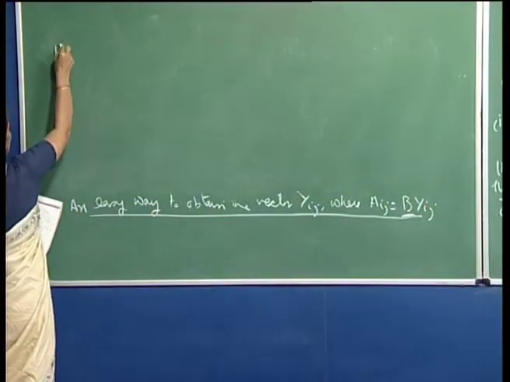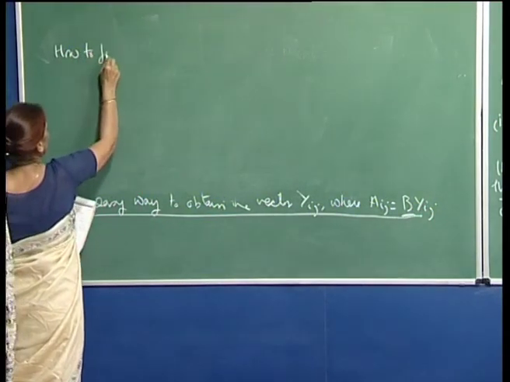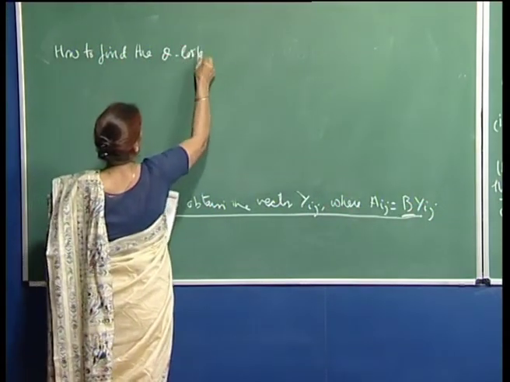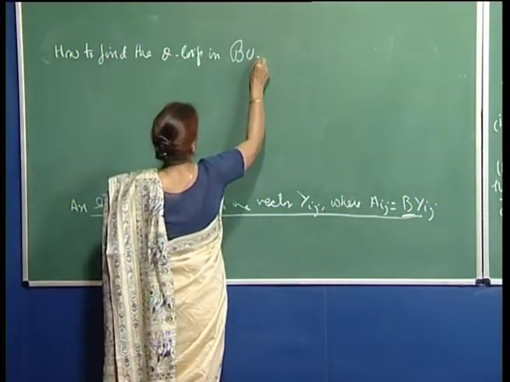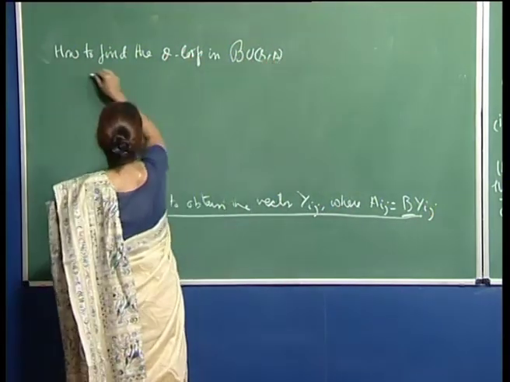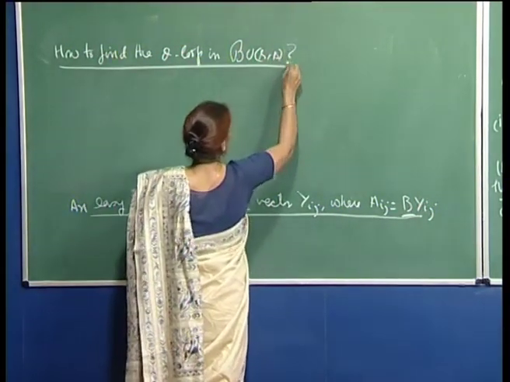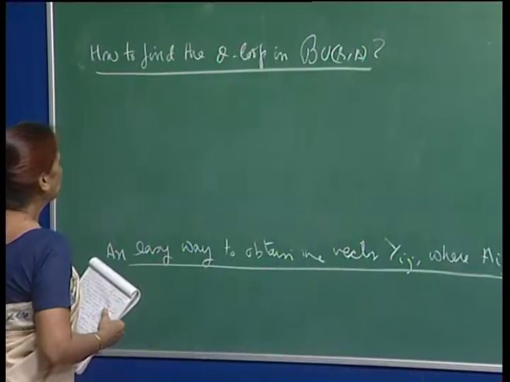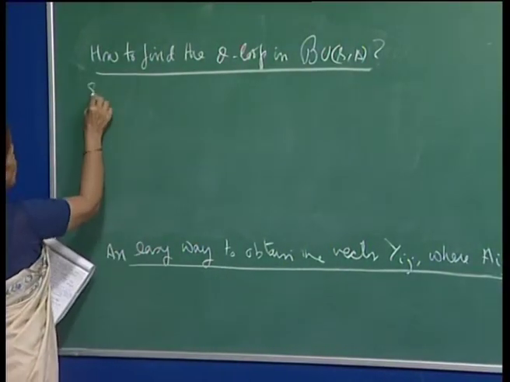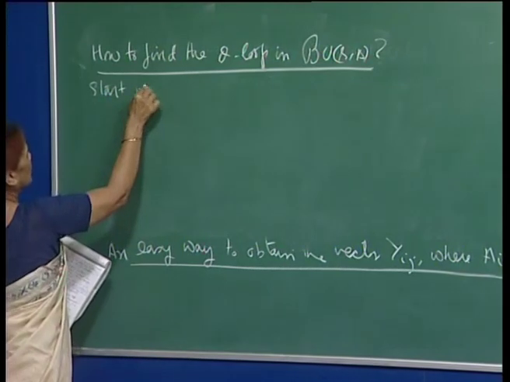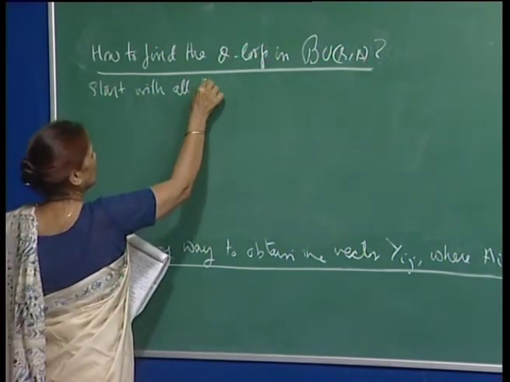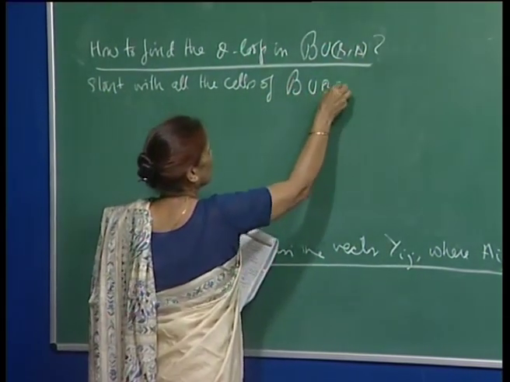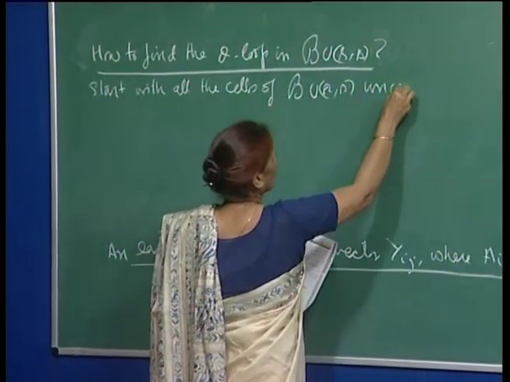First of all, how to find the theta loop in this. Okay. So, this is the next part, and here again I will give you a method. So, what it says is how to find the theta loop in this. So, okay. So, start with all the cells uncrossed.